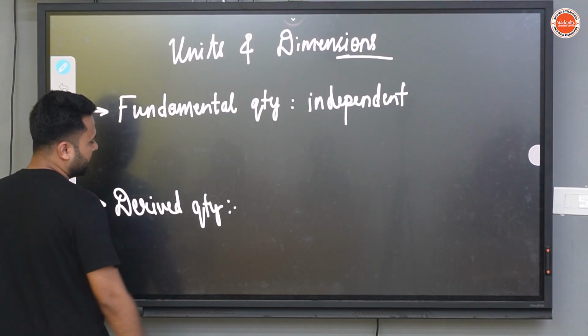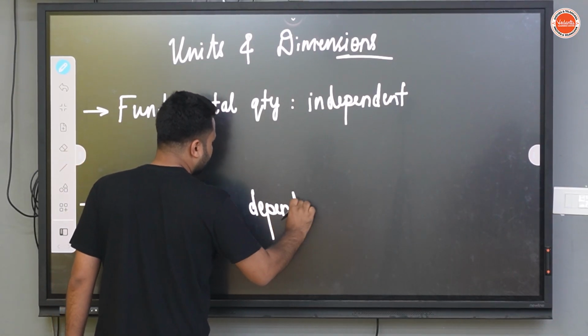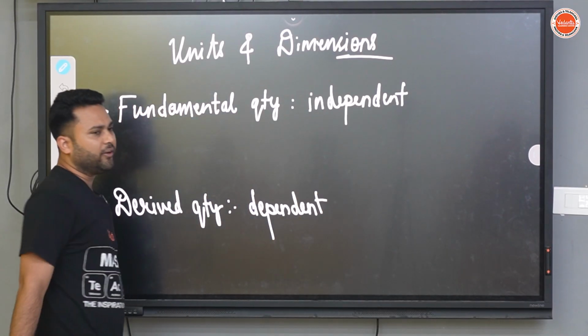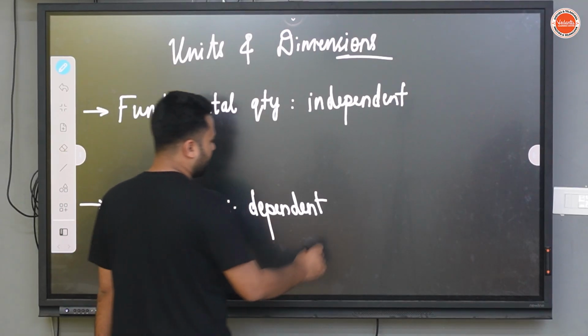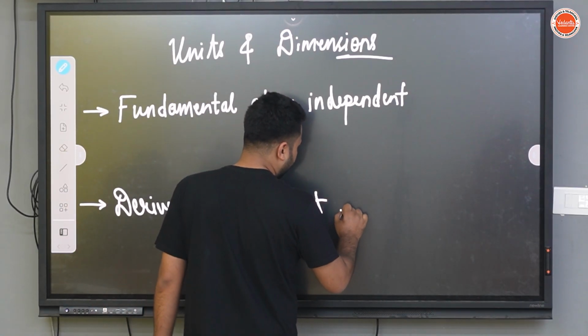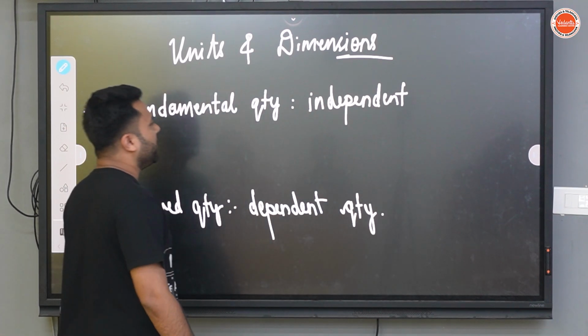Derived quantities. These quantities are dependent on fundamental quantities. If you know fundamental quantities, then only you will be able to know the derived quantity. So these are called dependent quantities.